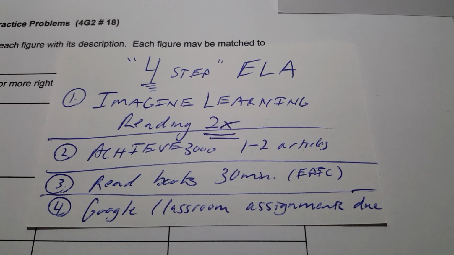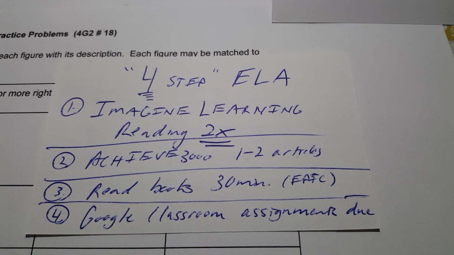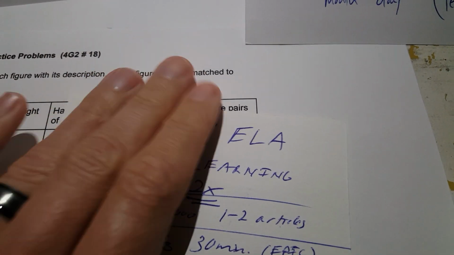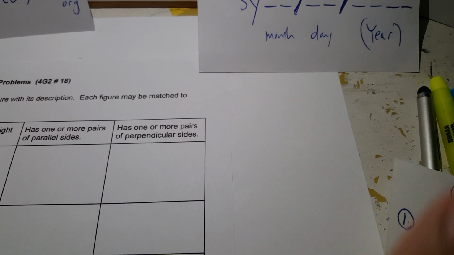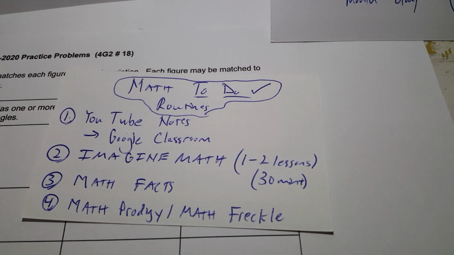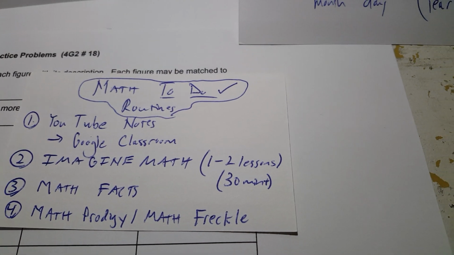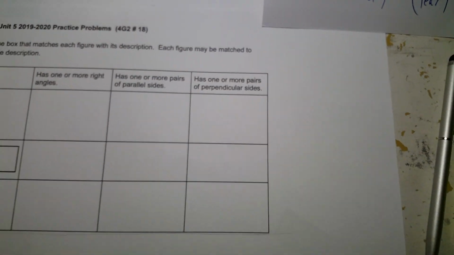All right, four steps for ELA. Remember, do imaginary reading twice a day. Read articles and achieve. Read your own books. Or you can go to Epic. Check out the Google Classroom assignments. And for math, you always do the YouTube notes. Then you go straight to Imagine Math. Math Facts, Math Prodigy, Math Freckle.